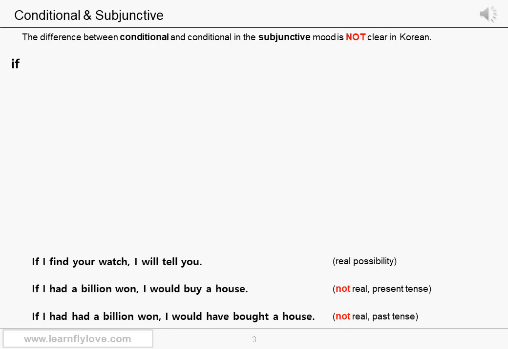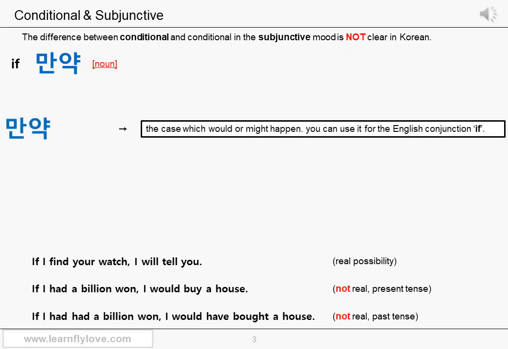First of all, when you want to say if, you can use 만약. 만약 is not actually the direct translation of the English word if. If, in English, is a conjunction. You use it in order to introduce the circumstances in which an event or a situation might happen. But 만약 in Korean is a noun, which means the case which would or might happen. Well, you're right. Basically, they indicate the same thing. Therefore, you can use 만약 instead of if.